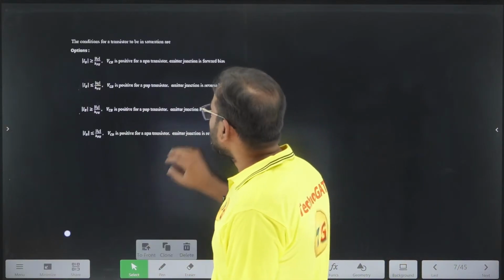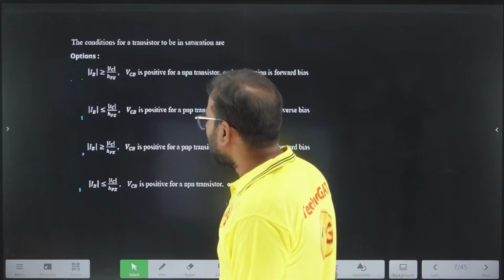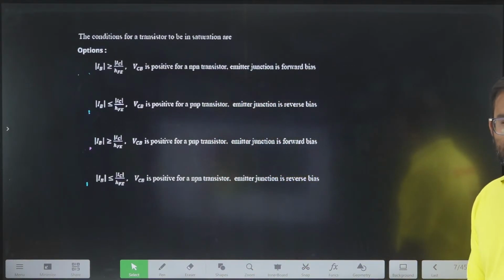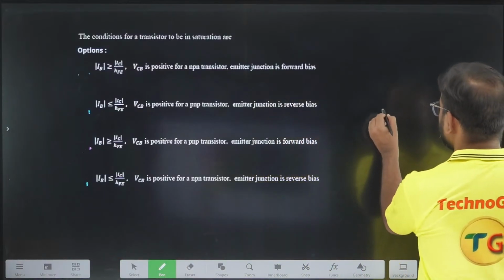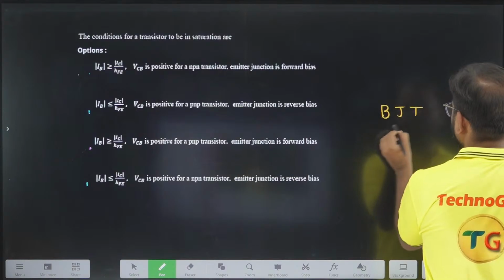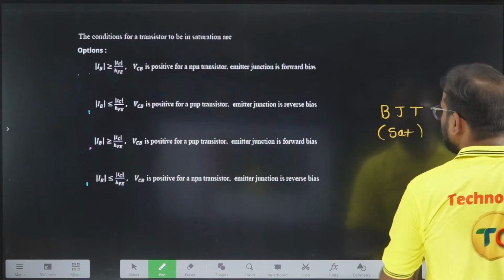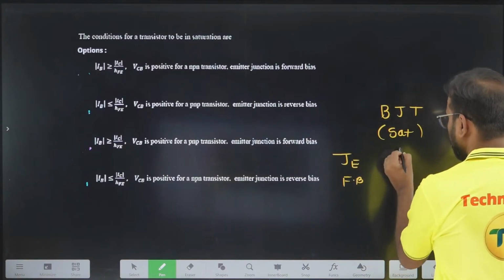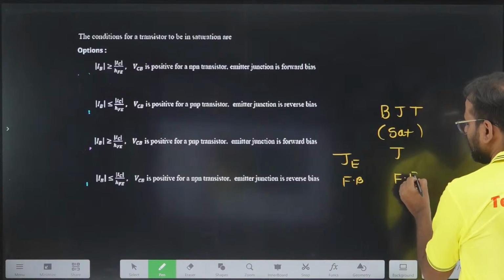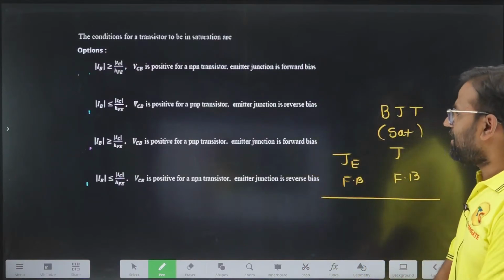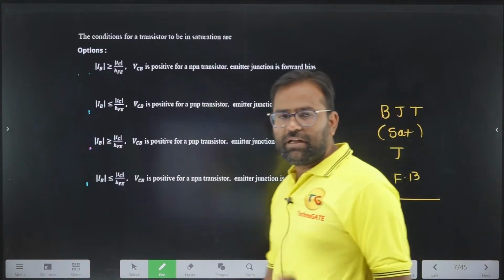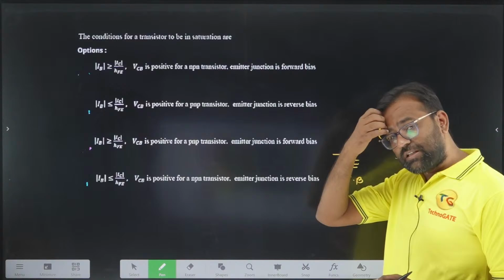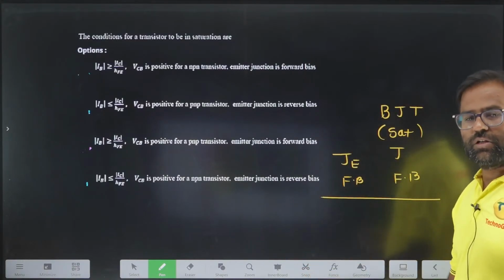Okay, the next question is related to BJT. And what does this question say? This question says the condition for transistor to be in saturation. Suppose I want my bipolar junction transistor BJT in saturation. So BJT in saturation, I want emitter base junction as forward bias and collector base junction also forward bias. When both the junctions are forward bias, then you can say that your transistor is in saturation region. When emitter junction is forward bias, collector junction reverse bias, it is known as forward active region. When both are forward bias, it is known as saturation region. When both are reverse bias, it is known as cutoff region, and opposite of that is known as reverse saturation region.